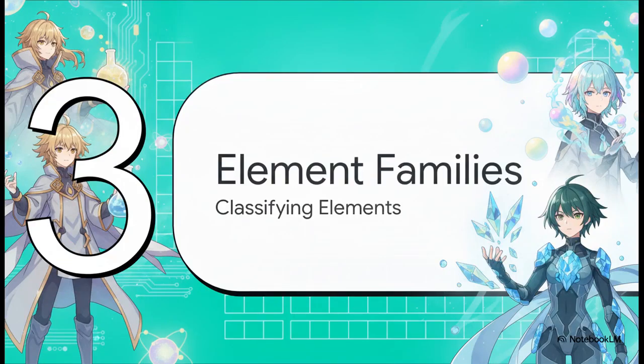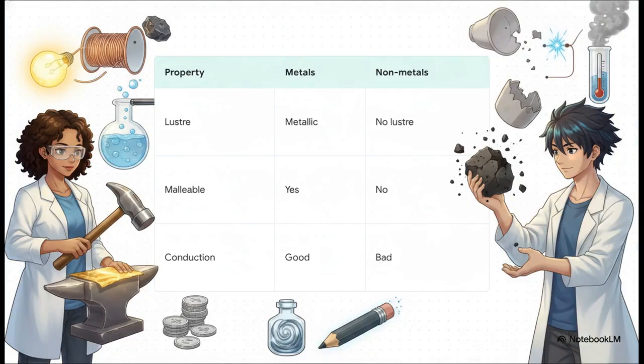Okay, let's dive into Section 3, meet the element families. Let's get our pantry truly organized. Over on one side, we've got the metals. They're hard, shiny, malleable, sonorous, and absolutely fantastic conductors of heat and electricity. Then, over on the flip side, we have the nonmetals. These are your dull, brittle elements that are basically terrible conductors.